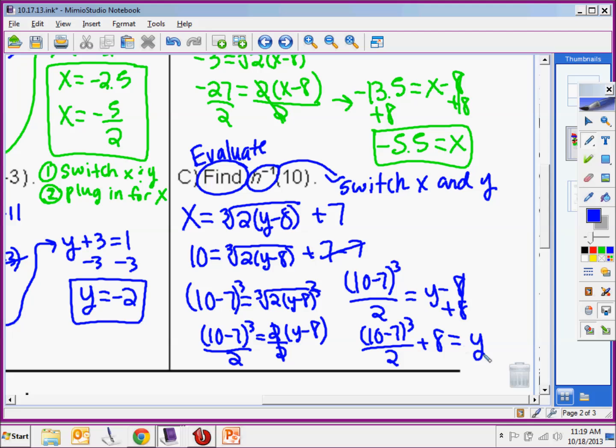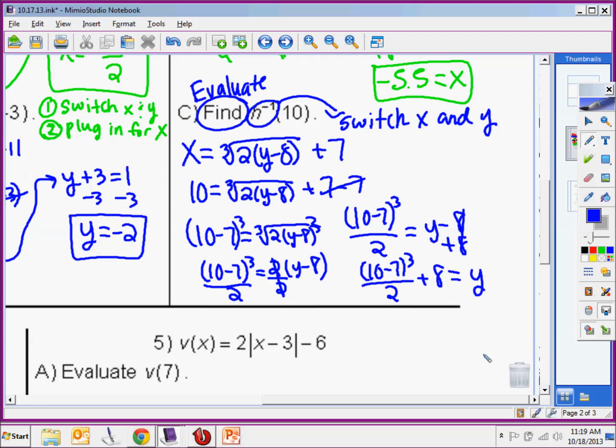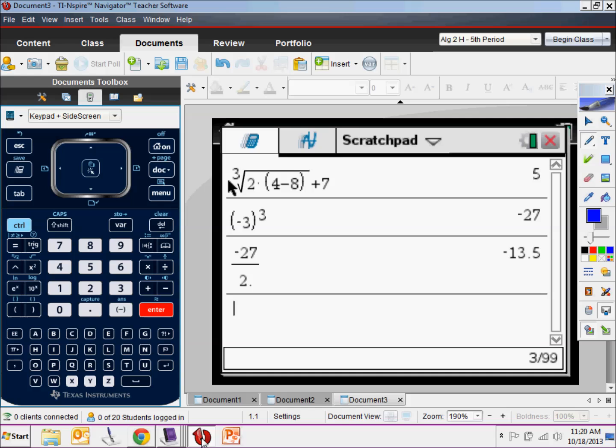What can you do with this whole thing? Plug it in back here. Plug it in the calculator. Why didn't you just subtract 10 minus 7? I wanted you to see every single step. So I left every single step free. You saw where I subtracted 7. You saw that I cubed it. You saw that I divided by 2. And you saw that I added 8. Okay? So now I can put all of that into the calculator.